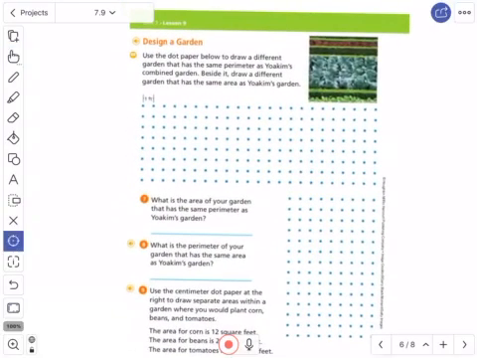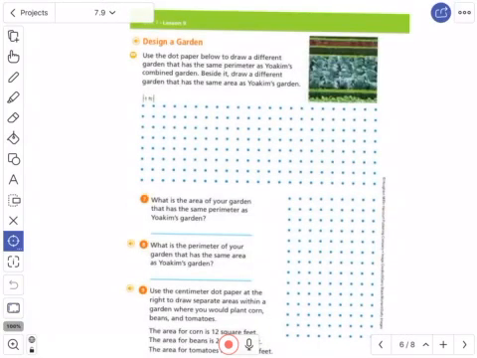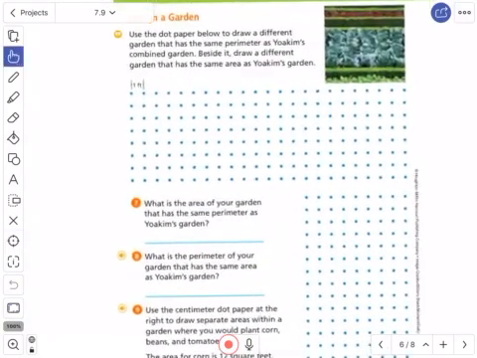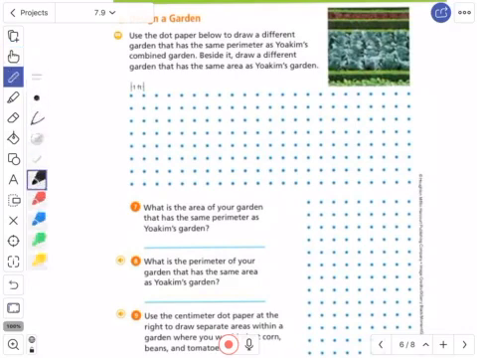But for this one, we're going to be starting with designing a garden. Use the dot paper below to draw a different garden that has the same perimeter as Joachim's combined garden. So I just need to go back. His perimeter was 28 feet of the combined. So I just need to make sure that when I'm doing this, I'm going to think it out ahead. I need to have four sides, all four equaling 28. So if I start by doing this, 1, 2, 3, 4.